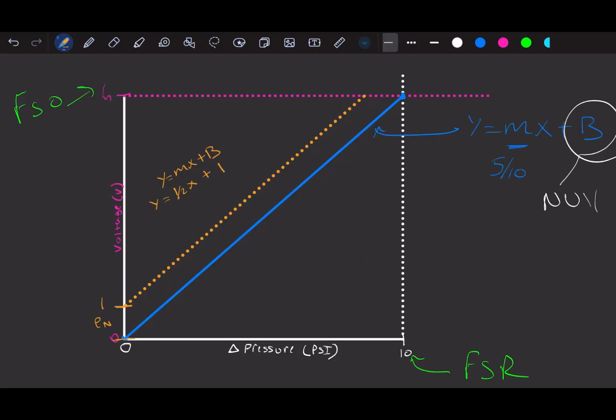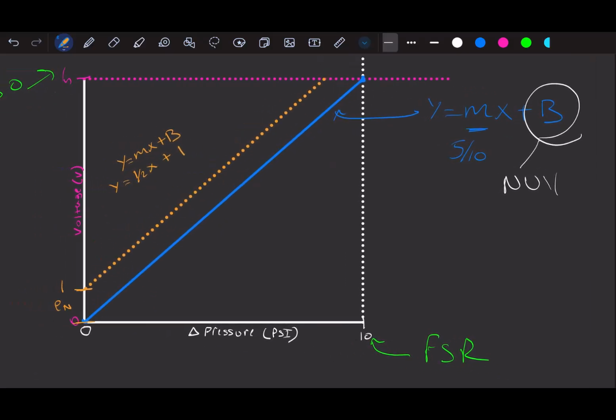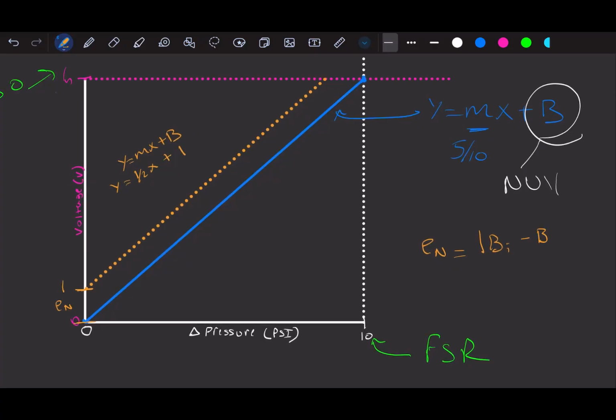To find that null error, we take the absolute difference between our ideal B value, B ideal, I'll just put a little i there for ideal, and our B for our test value. And we're going to take the absolute difference of those two values. This means that we could have multiple tests with multiple different intercepts. So in other words, let's do another test.